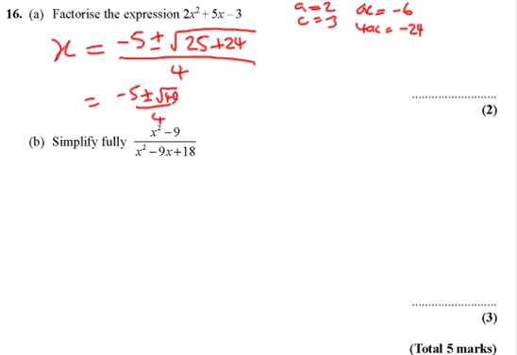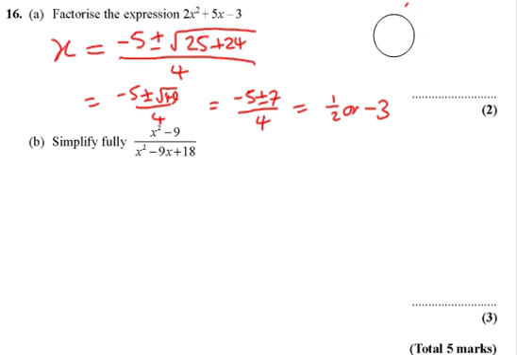And the square root of 49 is obviously 7, so it gives us negative 5 plus or minus 7 over 4. If we do negative 5 plus 7 over 4, we get 2 over 4, which is a half. And if we do negative 5 take away 7 over 4, we get negative 12 over 4, which is minus 3. Now, this technique becomes useful because what we can now say is that the two solutions correspond to x being a half or negative 3.